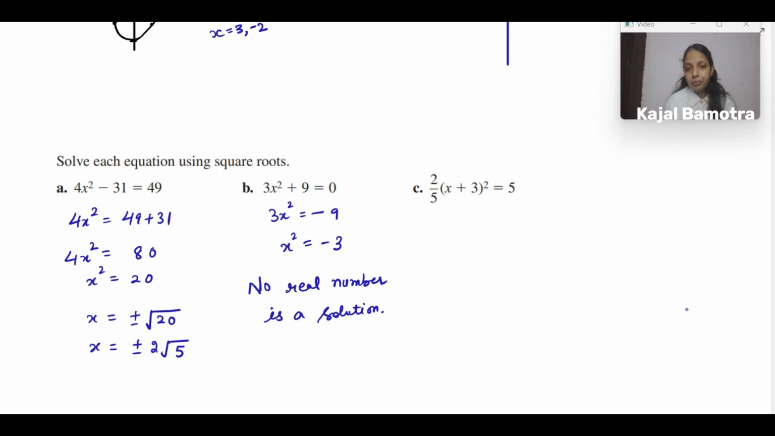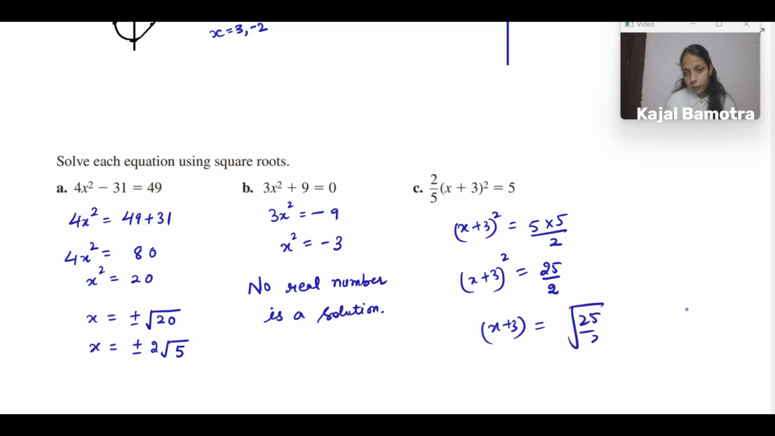Next, part C. You can pause the video and try it yourself. (x + 3)² = 5. I multiply by 5, then divide by it. It's 25 over 2 = (x + 3)². Then I take the square root on both sides: the square root of 25 over 2, plus and minus. I want only x, I don't need x + 3. So x = -3 ± the square root of 25 over 2.